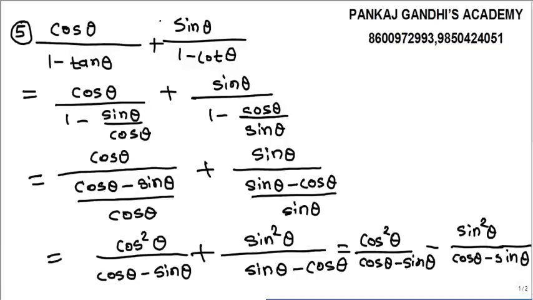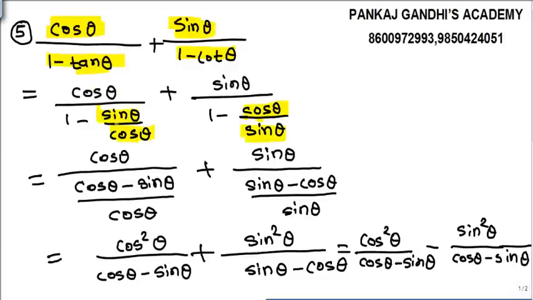Question number 5. Cos theta upon 1 minus tan theta plus sin theta upon 1 minus cot theta. So we have to find the value of this function. What we will do, we will simplify these values. Obviously cos theta and sin theta we cannot do anything with, but tan theta we can write as sin theta upon cos theta, and cot theta is cos theta upon sin theta.